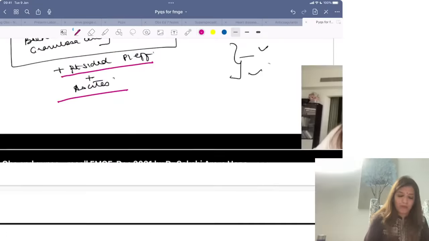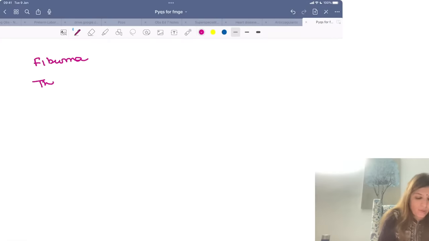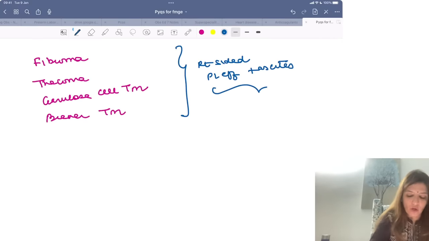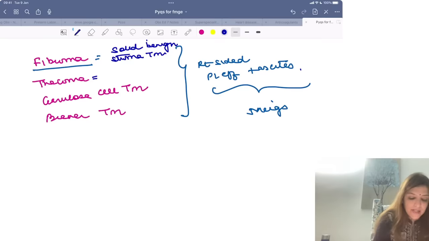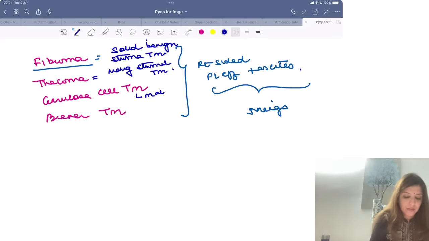So, I'm writing it quickly, properly for you here. If you have a fibroma, a thecoma, a granulosa cell tumor, or a Brenner tumor, and along with this you are getting right-sided pleural effusion plus ascites, then this is what is called Meigs syndrome, right? Fibroma is a solid, benign, stromal tumor. It is a tumor of the stroma, and it is solid and benign. Thecoma is a malignant stromal tumor, right? Then you have a granulosa cell tumor, which is again malignant, and Brenner's tumor. Brenner tumor is a benign epithelial tumor.